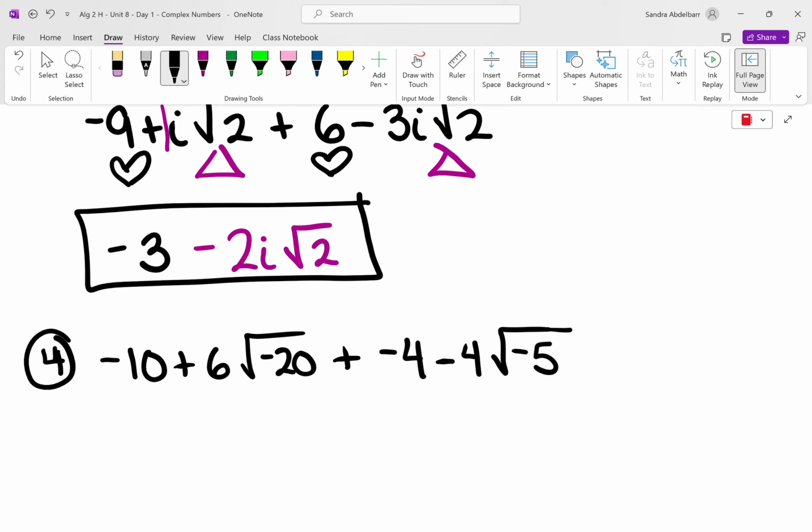Yes. What do you mean by like root negative 20 plus minus 4? Oh, sorry, isn't that minus 4? Yeah, that's just a minus 4. Same thing.